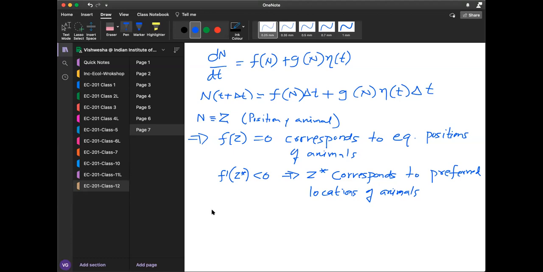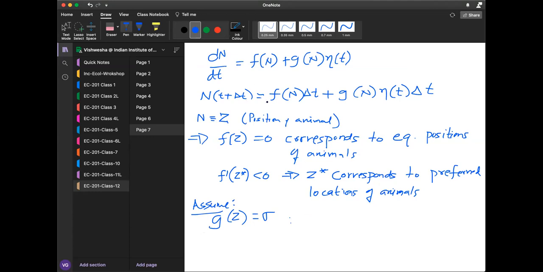Okay, and let's assume for the sake of simplicity, g of z is equal to a constant. Is it fine? And then let's assume that the animal has no preferred locations, meaning there is nothing pushing or pulling animals towards anywhere. Then what happens?